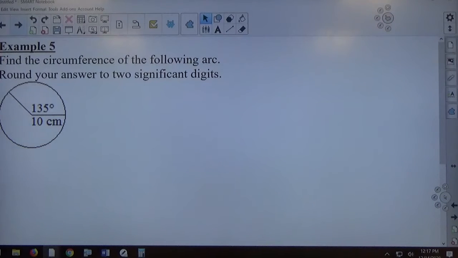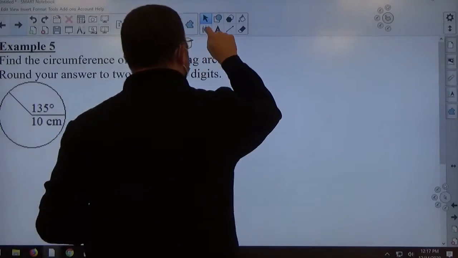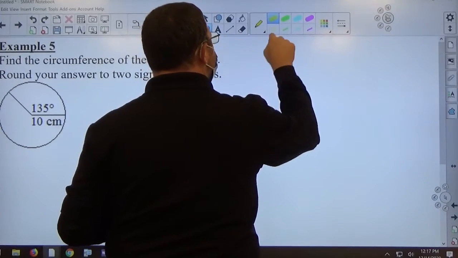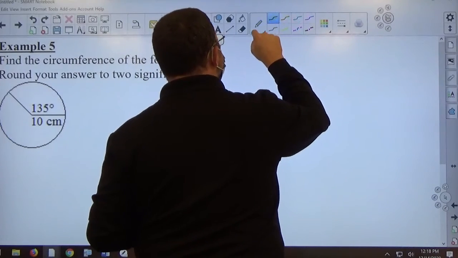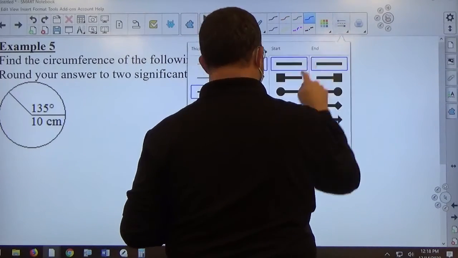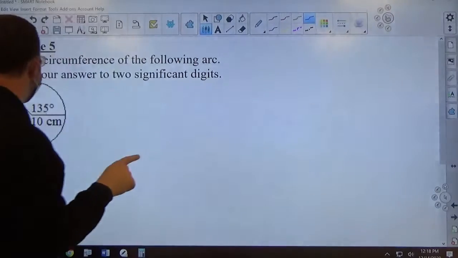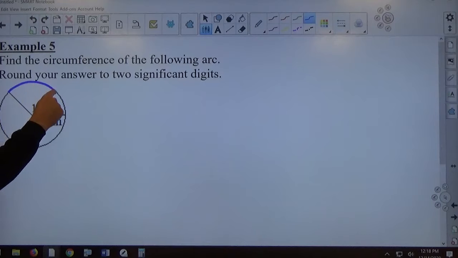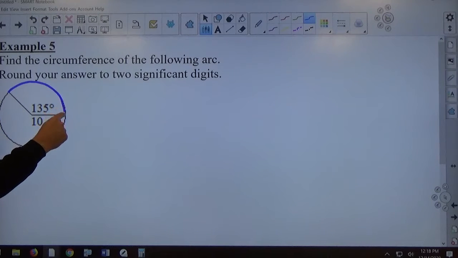All right, for example 5, find the circumference of the following arc. Okay, so first of all, let me give you a little vocabulary here so we know what things are. I'm looking at a part of a circle. It's got this inside angle here, 135. The arc they're talking about starts here and is the edge of this circle all the way around to there. That's what an arc is.